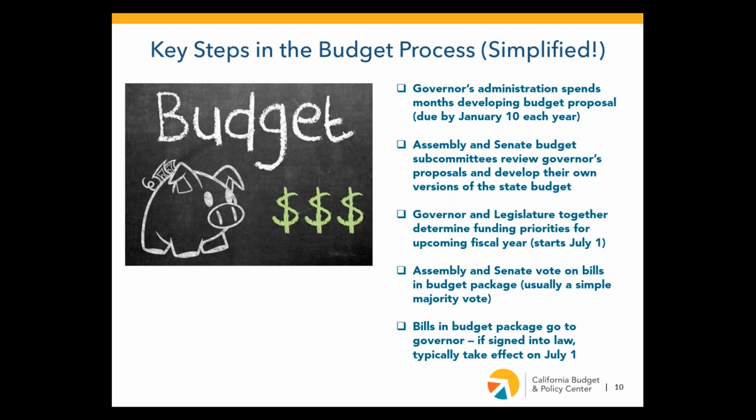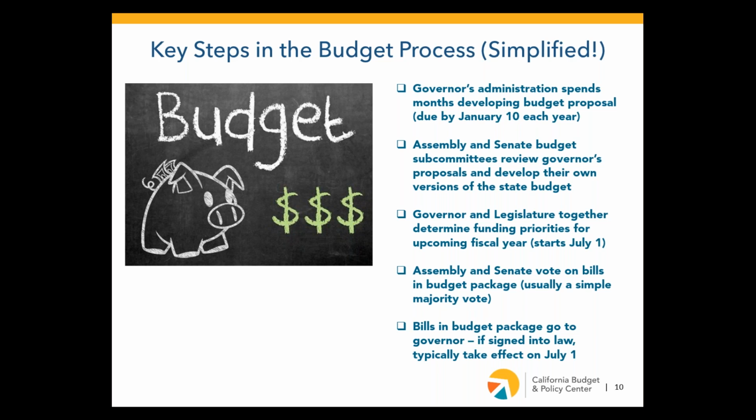Once they've cut a deal, the Assembly and Senate then vote on all of the bills in the budget package. That includes the budget bill and so-called trailer bills that implement changes to state law that are assumed in the state budget. And those bills are usually going to be passed on the floor by a simple majority vote as well. They then go to the governor, and typically they will be signed into law because generally they're part of a deal that the legislature has cut with the governor.